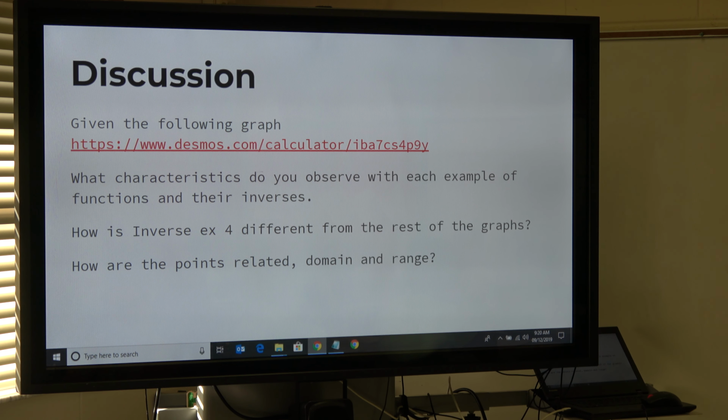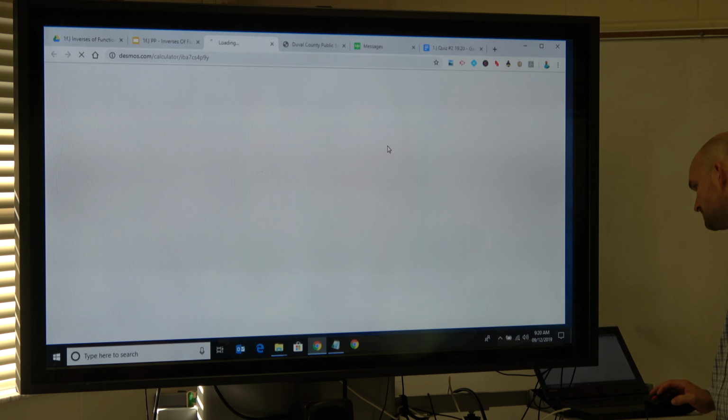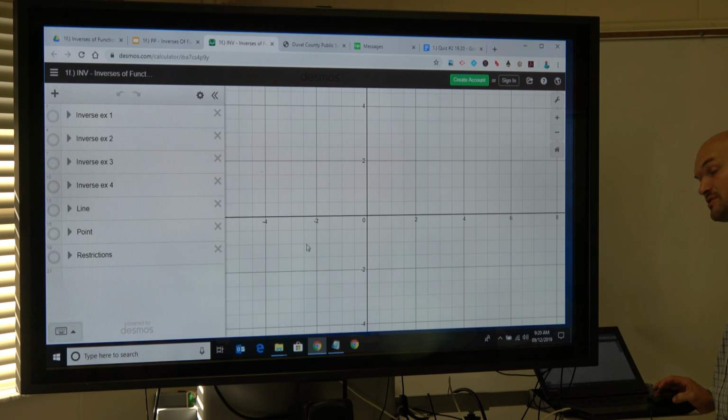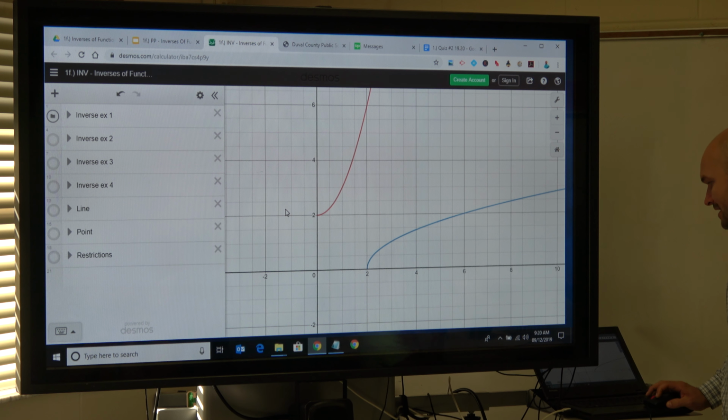OK, so let's go to good old Desmos and see what I got here. All right, so again, we're just looking for some common characteristics. Got it? Common characteristics. Don't need to raise your hand yet. Just want you guys to look at it. OK.